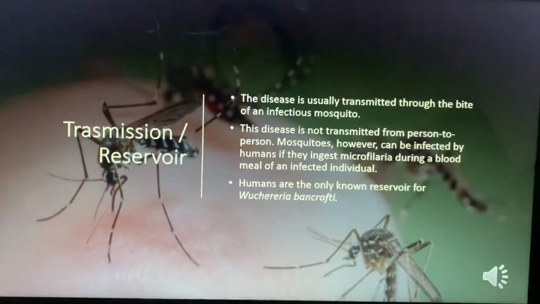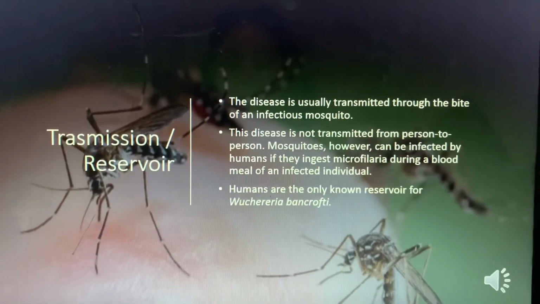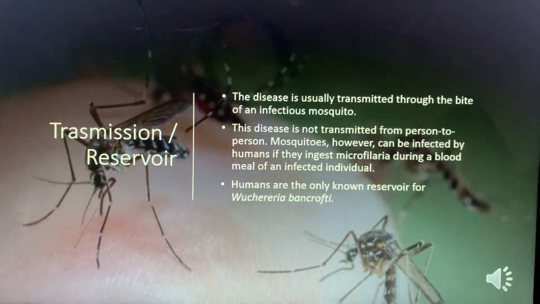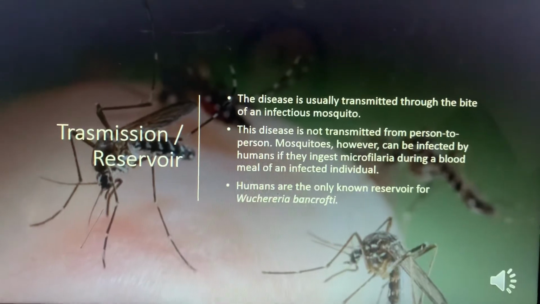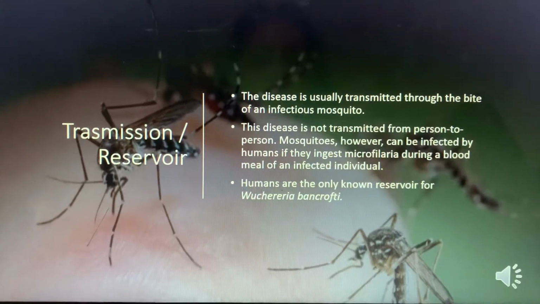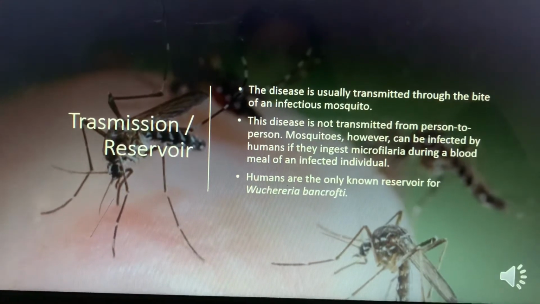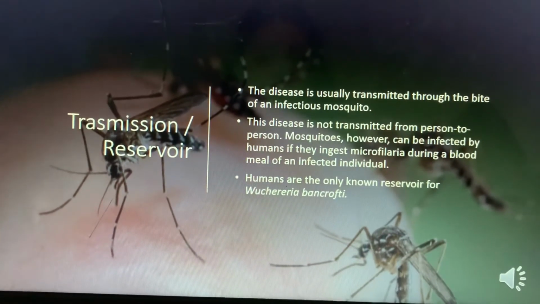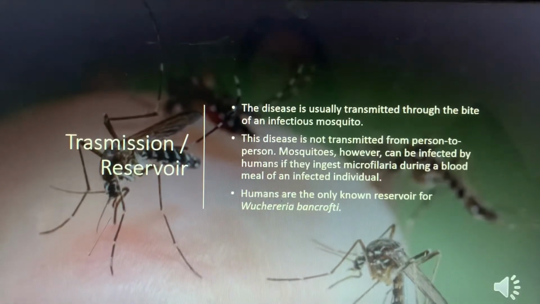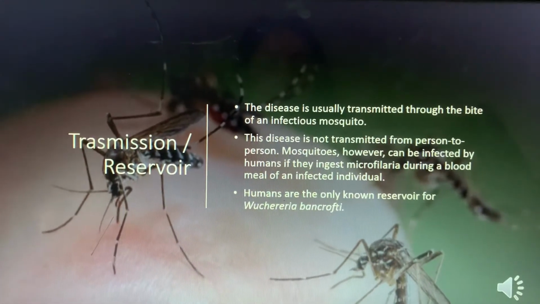So how is this disease transmitted? This disease is usually transmitted through the bite of an infectious mosquito. There are about 70 species of mosquitoes responsible for the spread of Wuchereria bancrofti. It's not spread person to person, but the mosquitoes can actually be infected by the humans if they ingest certain microfilaria during a blood meal of somebody who is infected. And the mosquito remains infectious for only 10 to 14 days after consuming infectious blood from a human.